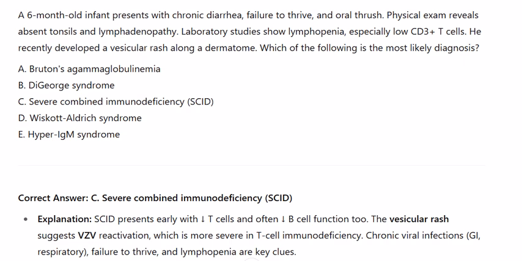Physical exam reveals absent tonsils and lymphadenopathy. Laboratory studies show lymphopenia, especially low CD3 plus T cells. He recently developed a vesicular rash along a dermatome. Which of the following is the most likely diagnosis?